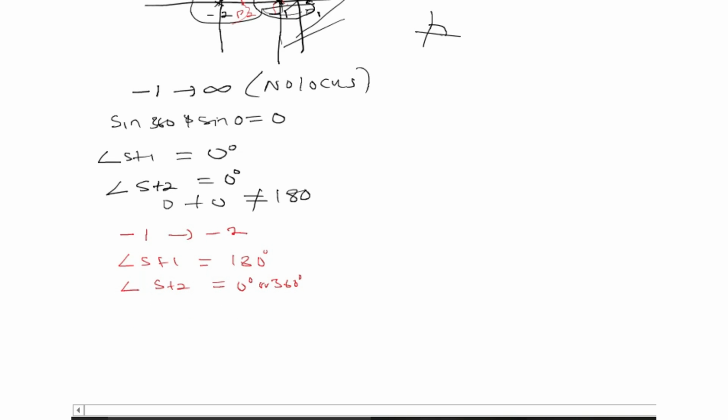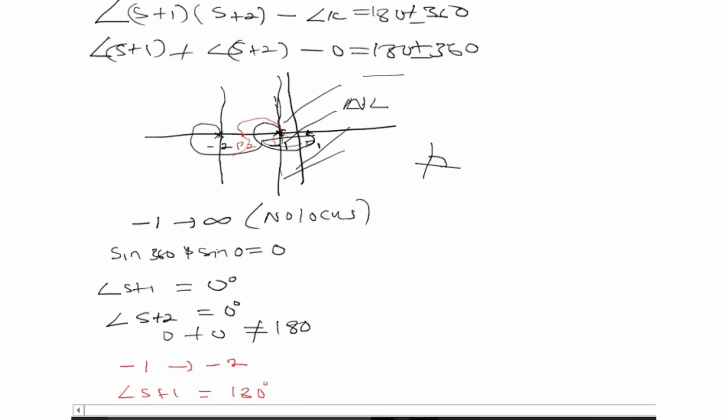So now we will verify whether the summation of the angles is the same thing as 180. We have 180 degrees plus 0, which is equal to 180 degrees. So in this boundary, there is a locus that exists. So at the boundary of minus 1 to minus 2, there is a locus existing there. Again, we have to verify whether we will have another locus from minus 2 to infinity.